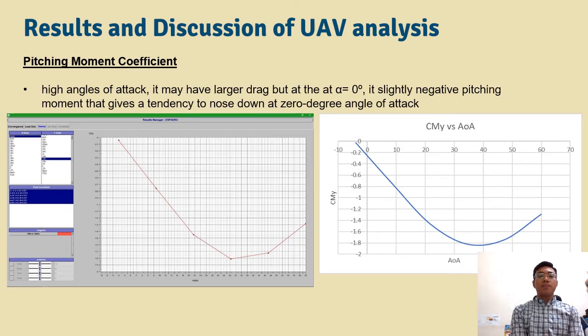Next, pitching moment coefficient. The curve of pitching moment coefficient versus angle of attack is presented in the figure in the slide. The curve shows at angle of attack 0°, there is a slightly negative pitching moment that gives a tendency to nose down at 0° angle of attack.